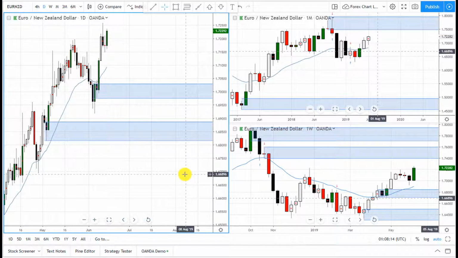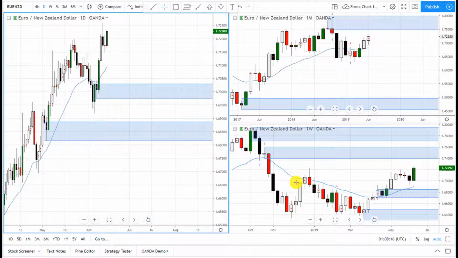And that is the updated analysis on Euro New Zealand.